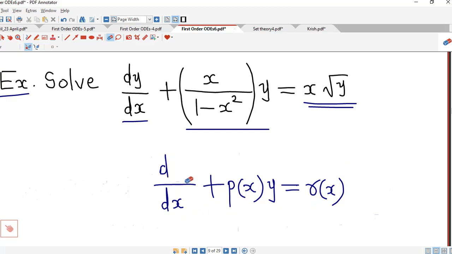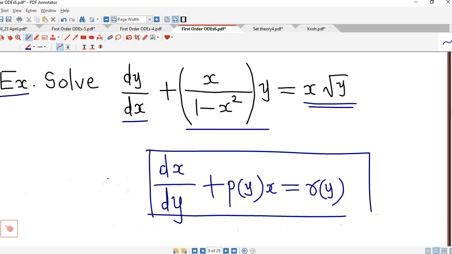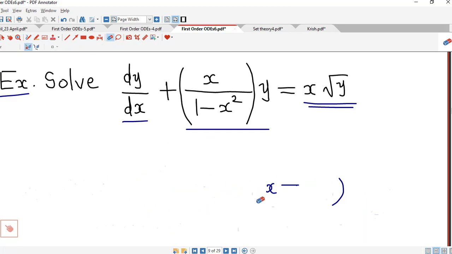And similarly we can check that it is not possible to write our differential equation in this form, that is linear differential equation with x as dependent variable. If you find out dx by dy, then also it will not be possible to write this equation in this form, because we can see here power of x is 2, and linear differential equation with x as dependent variable must have power of x 1. So this is not separable, exact or linear.